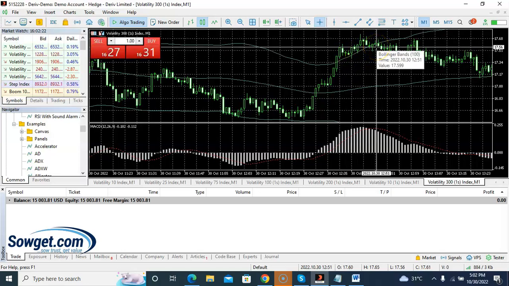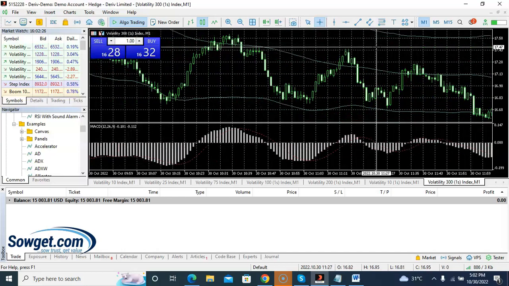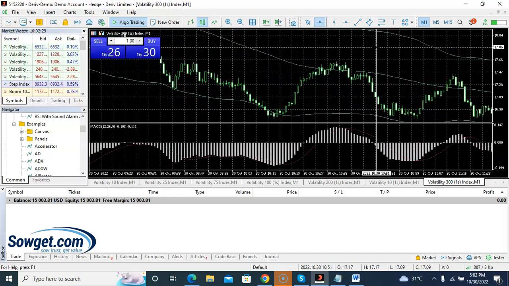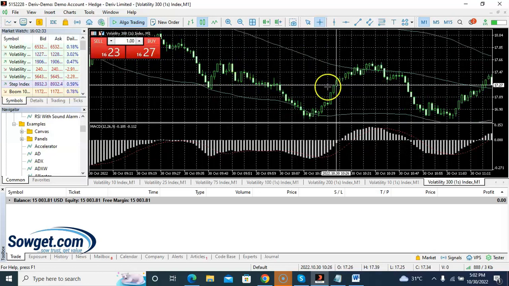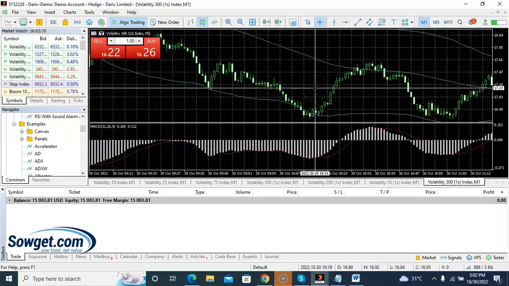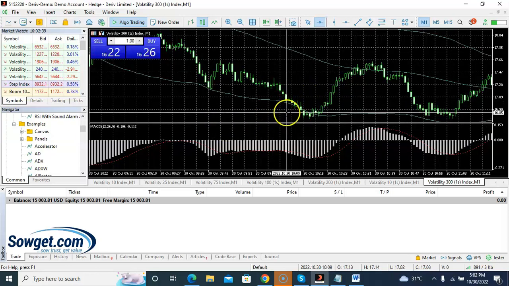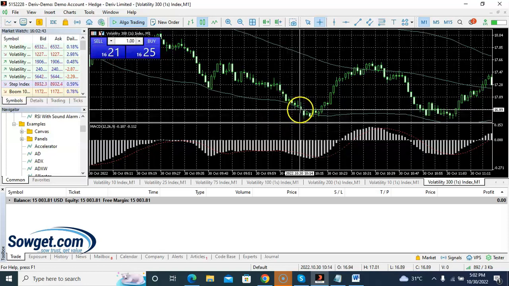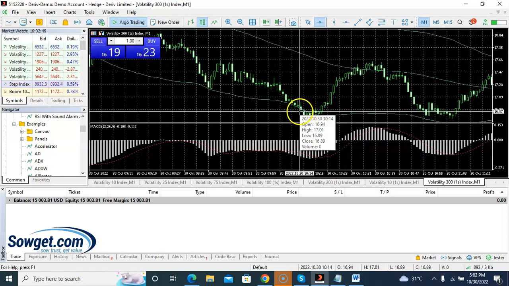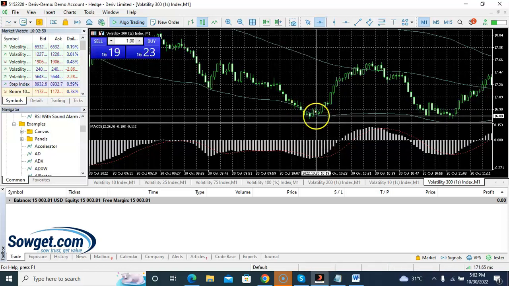So let me show you another setup. Let me just show you another one before we go further. Okay, you can see this one here now. You can see this candlestick. It closes very well outside of the lower band of the Bollinger Band. So I would have entered the trade here.